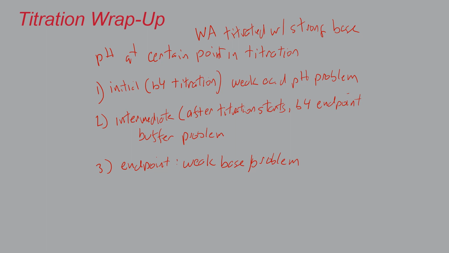And finally, if for some reason we're asking about something beyond the endpoint, in that case the pH is dominated by the excess hydroxide. And that's how you figure that out. So that's the basic wrap up. Everything is sort of reversed for the titration of a weak base with a strong acid, and I've got a YouTube example for that as well, so make sure you check that one out.